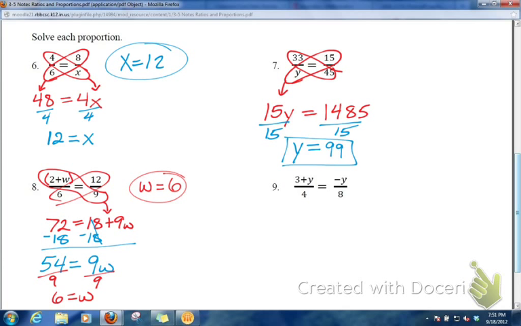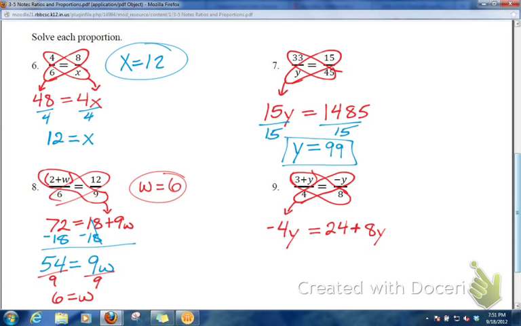All right, last problem here. Again, I have a distributive property that is going to have to happen here with the 3 plus y times my 8. I'm going to start here with 4 times negative y, which is negative 4y, and then 8 times 3 plus y should give me 24 plus 8y.